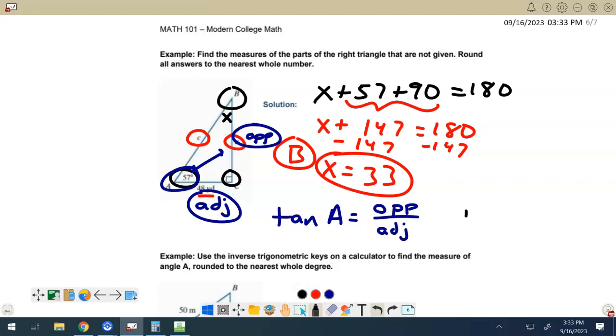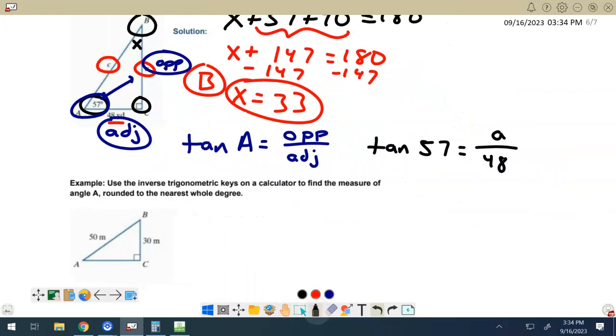We have, I'll just do it over here, tangent of 57 degrees equals opposite. We don't know what that is. We're calling it A, so we'll stick with that, over the adjacent, which is 48. And now we're going to solve that for A. We do the same thing we did in the last problem. We're going to multiply 48 to both sides. And we'll get 48 times tangent of 57 degrees equals A, right? The 48s here cancel out.